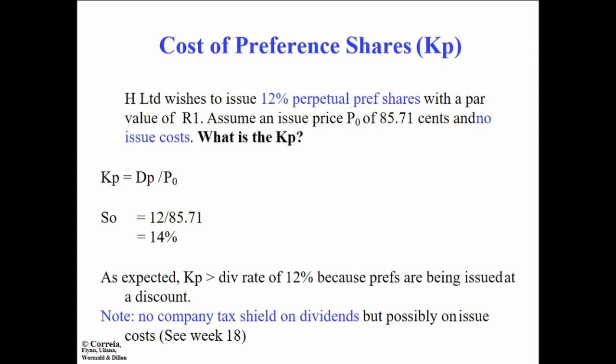Because the cost of preference share is 14%, which is greater than the dividend rate of 12%, this means that the return received of 12% is actually less than the required return of 14%. The preference shares are obviously being issued at a discount. So when we looked at the cost of debt, we said that there was a tax shield available to the company on paying interest. When we have preference shares, there is no such tax shield on the dividends paid. However, it is possible that certain issue costs could have a tax shield. We'll look into this in more detail later on.